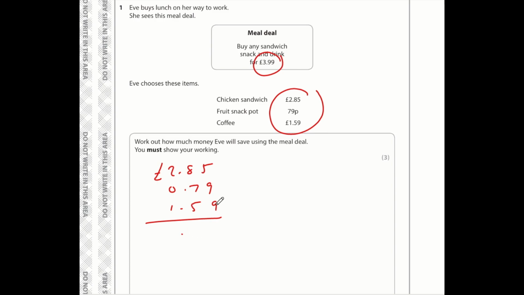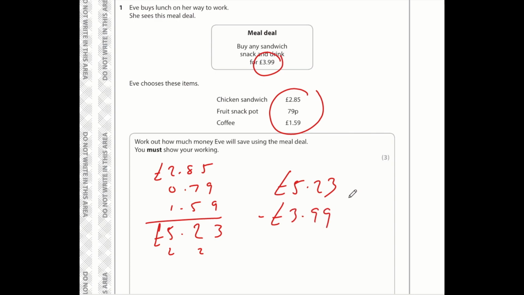9 plus 9 is 18, plus 5 is 23, 3 carry 2. 8 plus 2 is 10, 17, 18, 19, 20, 21, 22, 2 carry the 2. 2 plus 2 is 4 plus 1 is 5. So normally it would have cost £5.23. So what's the difference between £5.23 and £3.99? Well, in other words, what's £5.23 minus £3.99?